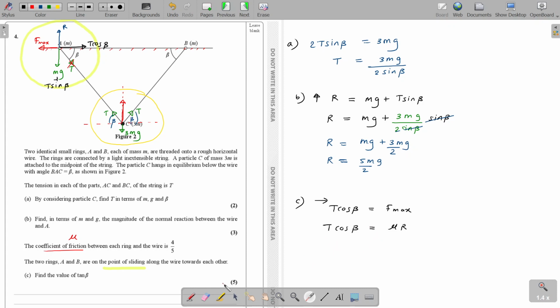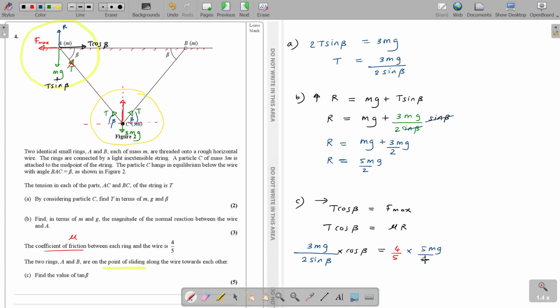So what's the tension value? Tension value we found in part A. What was it? 3 mg over 2 sin beta multiplied by cos beta equals mu, which is 4 over 5, right, into normal reaction. How much is normal reaction? We just found in part B. Normal reaction of the ring at A is 5 mg over 2.